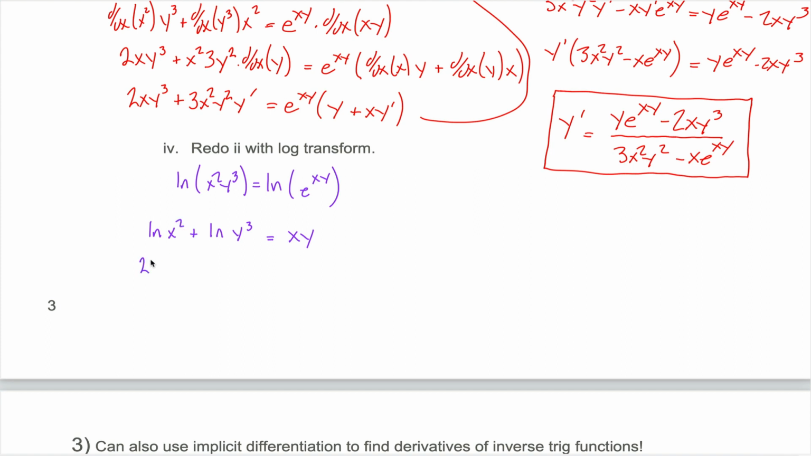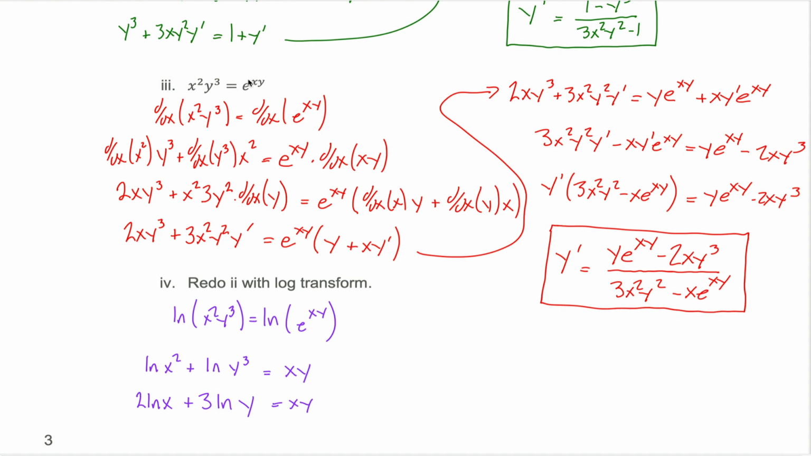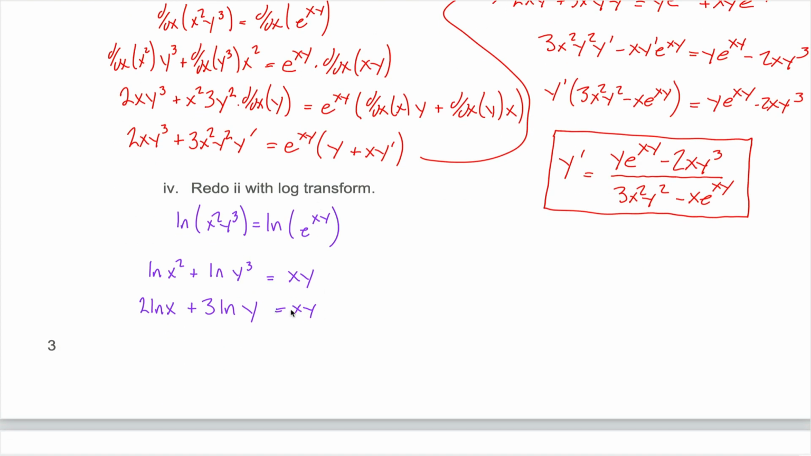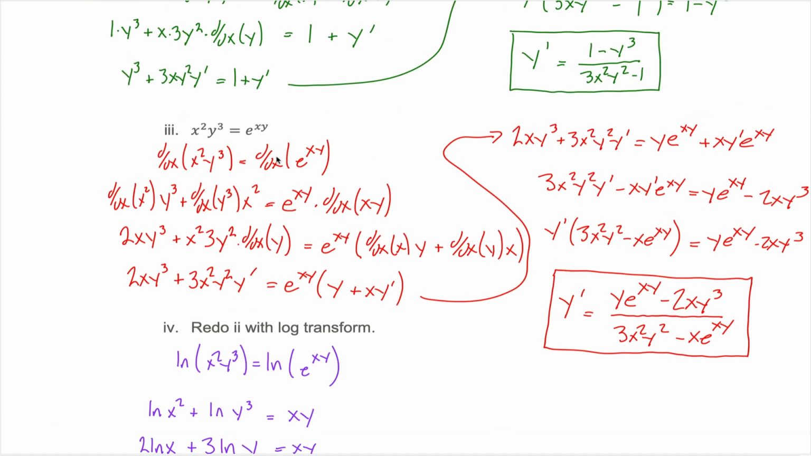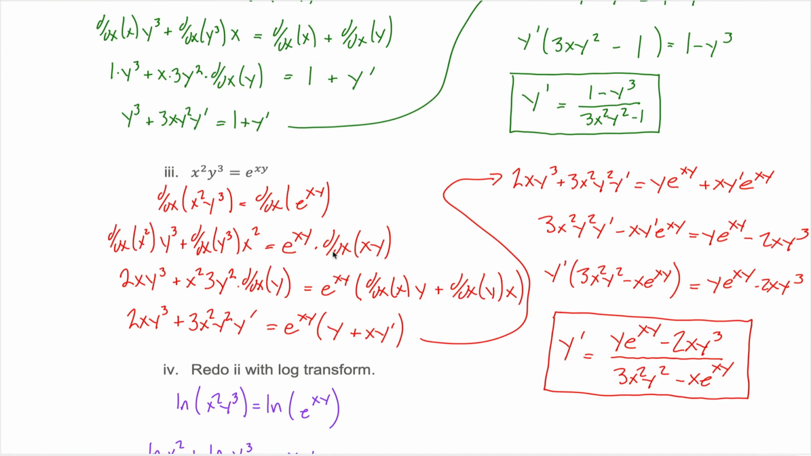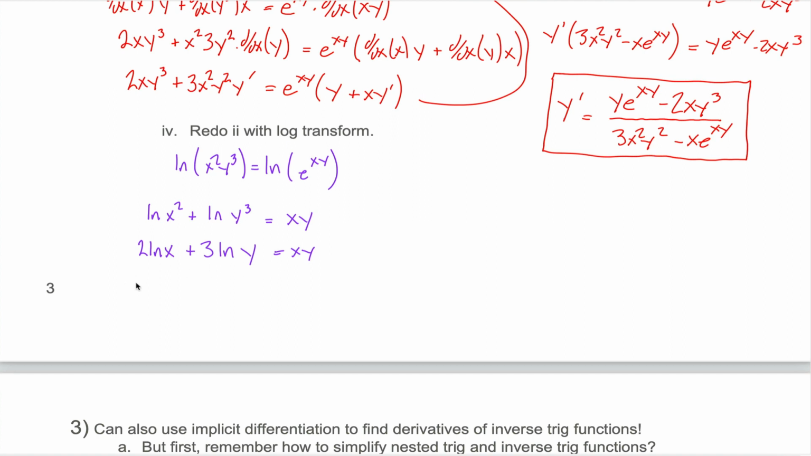I can take this 2 down in front to make this 2 times the natural log of x, and I can bring this 3 down in front to make it 3 times the natural log of y. That's my third log rule. Don't confuse that with derivative rules. This is all just algebra up to this stage. What I've done is I've algebraically manipulated this equation into this equation. And it might not be obvious, but I think this equation in purple will be easier to differentiate than this original equation that we're given up here. Let's see if that works out.